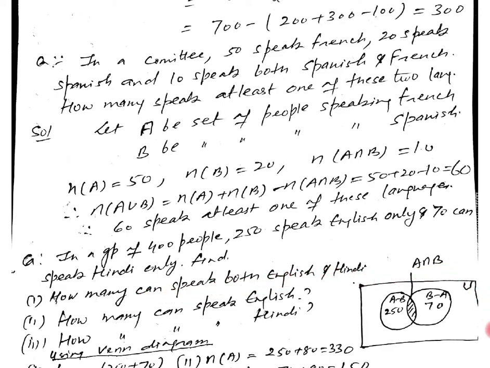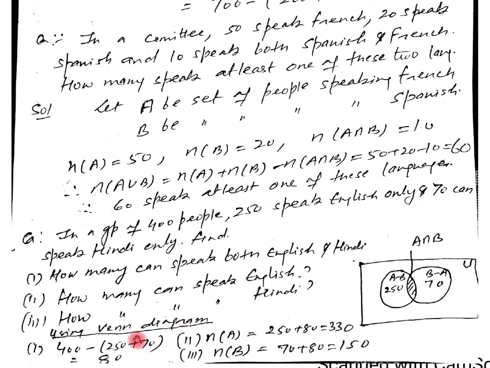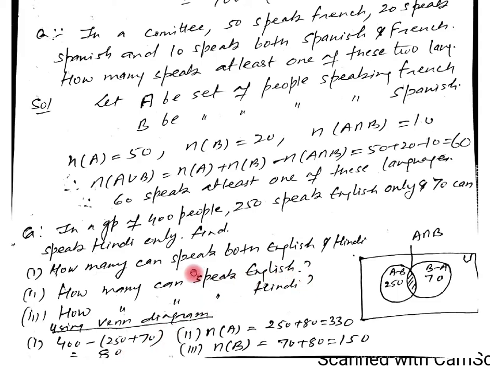Now from the Venn diagram it is very clear. This is 250, this is 70, and the total number of people is given as 400. So the answer to the first part: we have to find how many can speak both English and Hindi, which means we have to find A intersection B. So the total is 400, minus 250 plus 70. So it is 80.